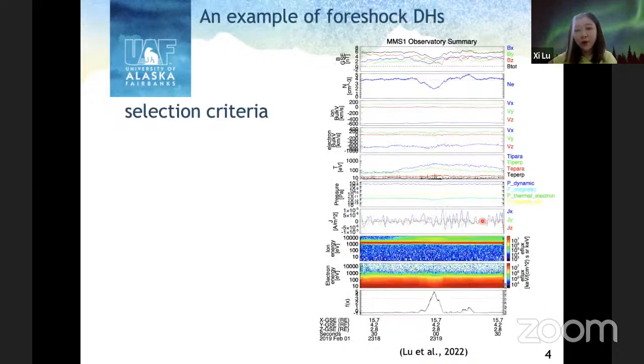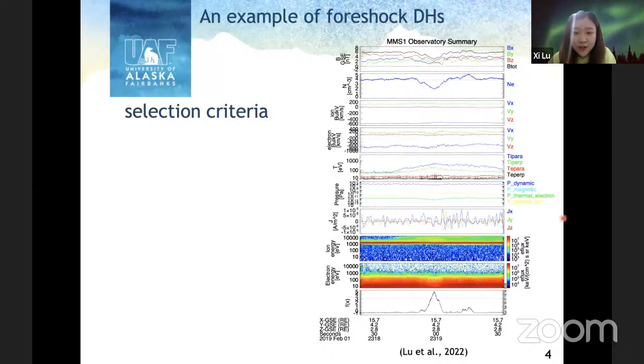Here is an example of a foreshock density hole observed by MMS-1 in our event list. This event is near the subsolar region and is characterized by the depletion in magnetic field strength and electron density. For this case, the ion bulk velocity and the electron bulk velocity do not change much, and the ion temperatures have enhancements in the core region. The ion temperatures increase corresponding with the existence of the foreshock ions.